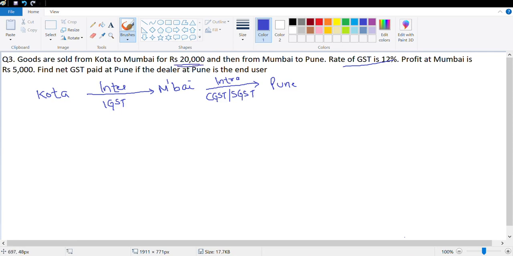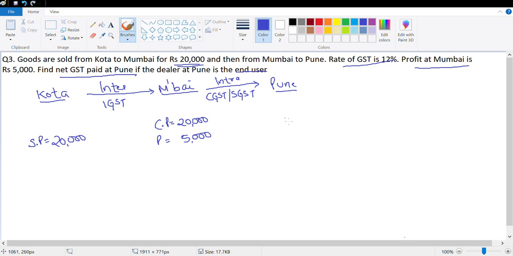So the selling price here is 20,000 rupees. So selling price at Kota is equal to 20,000 rupees, which will basically be the cost price at Mumbai, which is equal to 20,000 rupees. Next, profit at Mumbai is 5,000 rupees. Find net GST paid at Pune if the dealer is the end user. So if the dealer is the end user, which means the total GST paid by him is the net GST because he doesn't have an output GST, he has only an input GST.